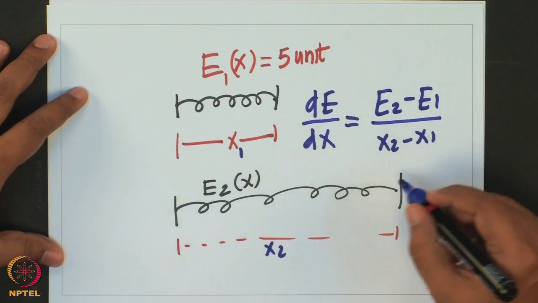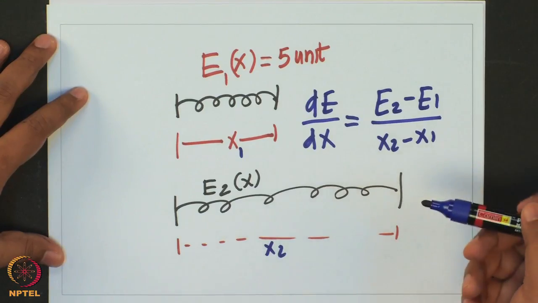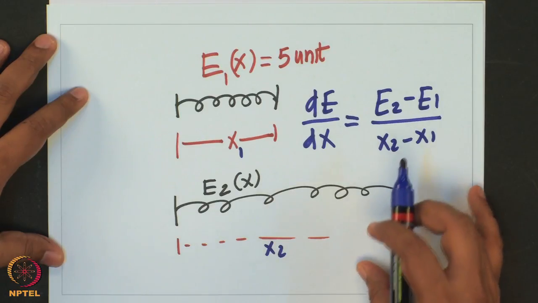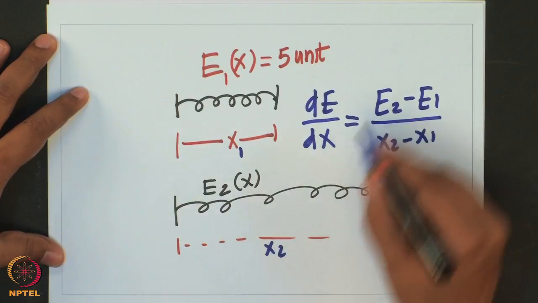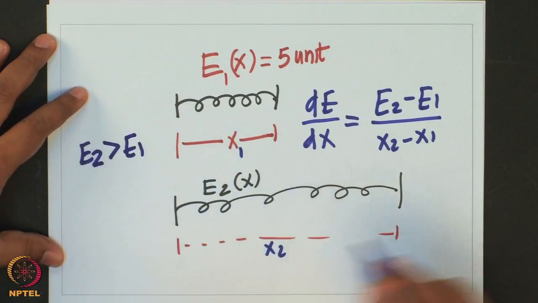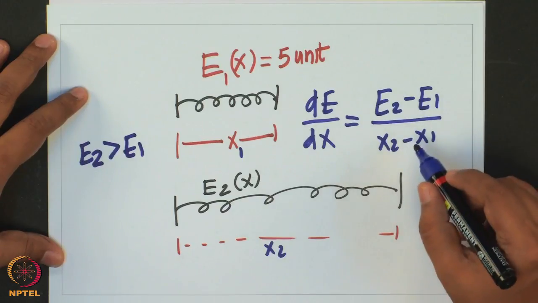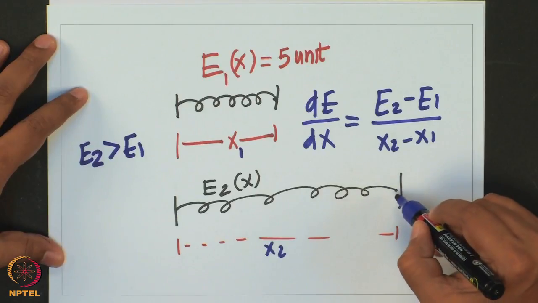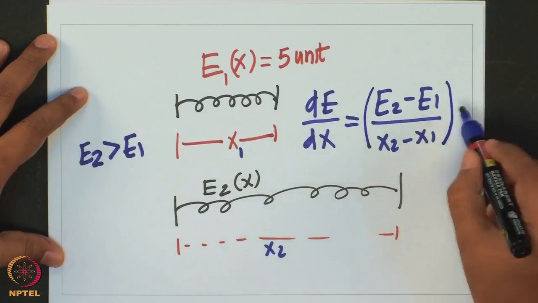Now we know that once this is the case, the force will be in this direction. This will be pulling from higher energy. If this is a higher energy, and of course you need higher energy to pull longer. So we know that E2 is larger than E1, so this is going to be a positive number. X2 is larger than X1 and E2 is larger than E1. We know this because we need a lot of energy to pull this. This thing will be a positive number.